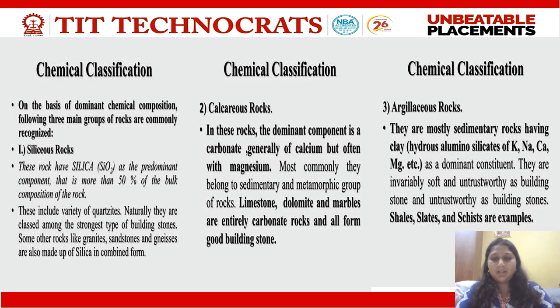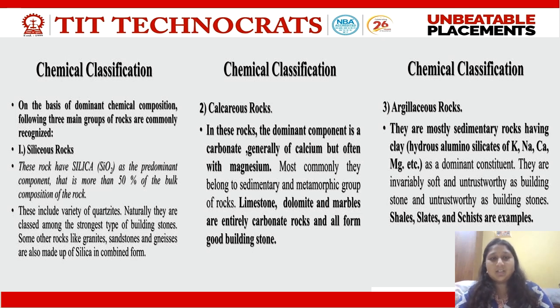Nextly, we have the chemical classification. All of you have studied chemistry and may relate to this particular classification. Every material on Earth's surface consists of different types of chemicals. Broadly, rocks are classified into three major types depending upon their major chemical content. The first one is siliceous rock. These rocks have silica as the predominant component, meaning more than 50% of their constitution is silica.